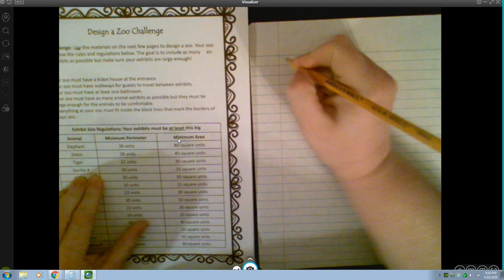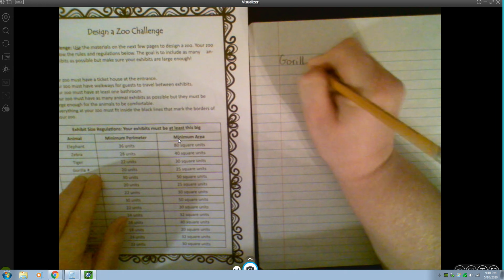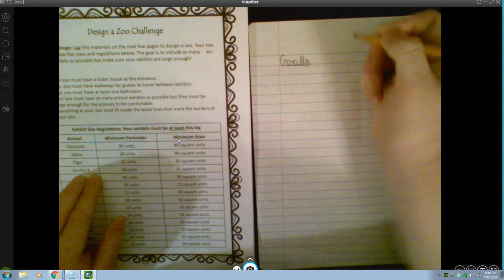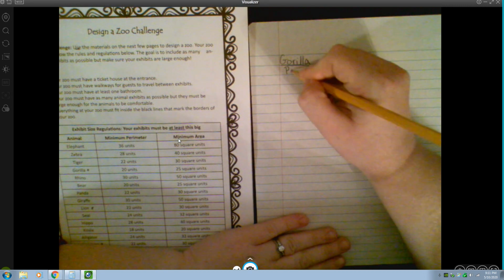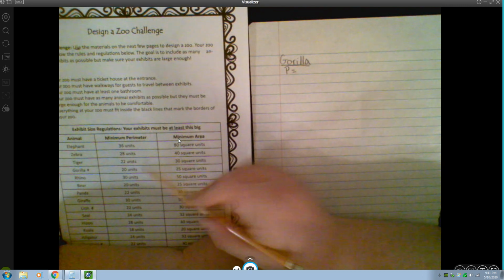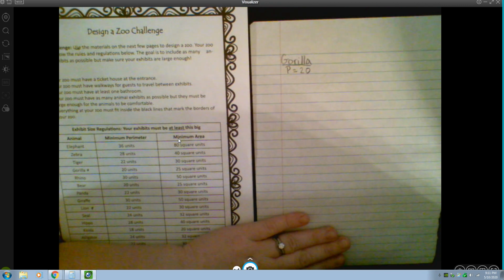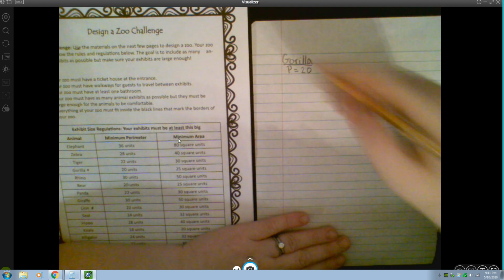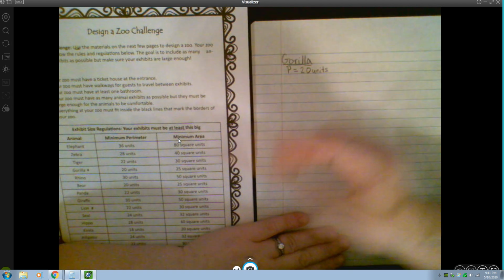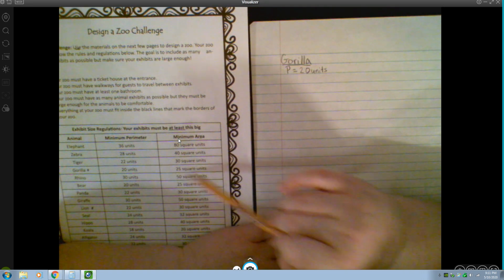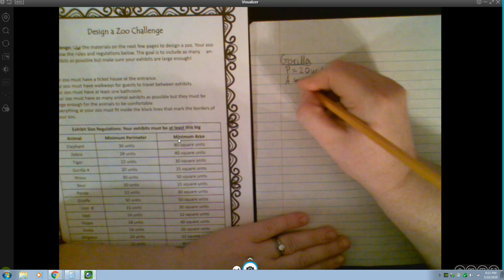And I'm going to write gorilla, so I know this is where I'm doing that work. The perimeter needs to be at least 20 units. You can have it bigger, but since we're trying to fit as many as possible, I don't want it to be any bigger than this. But if you want to go bigger, that's fine. Your area has to be at least this big, so it has to be at least 25 square units.